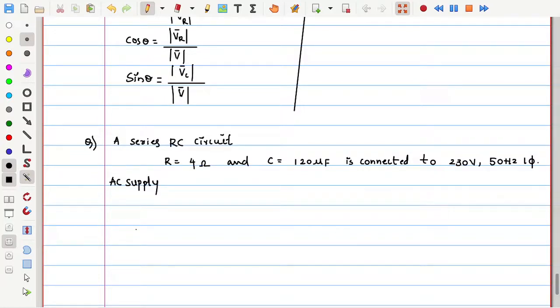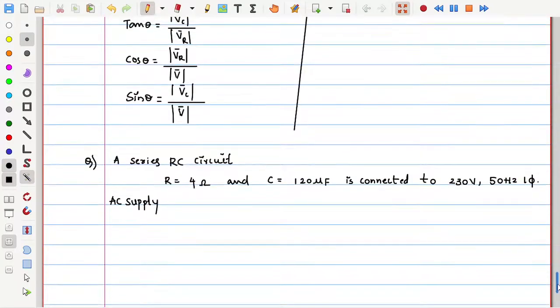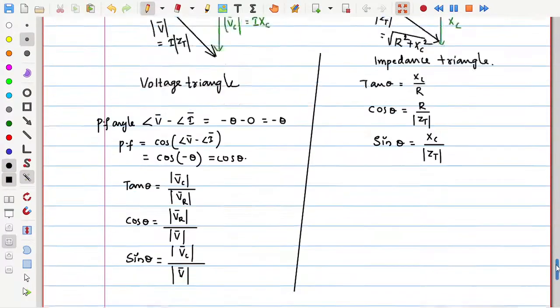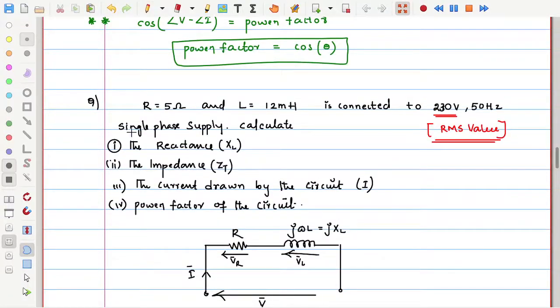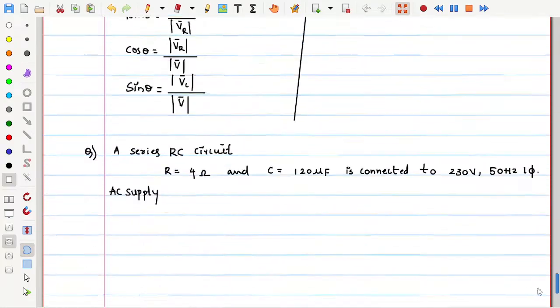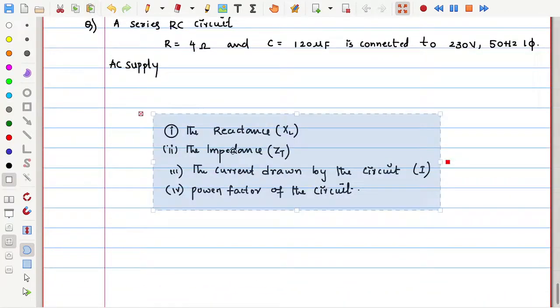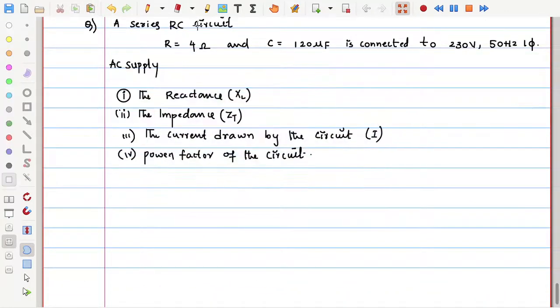Okay. So what we need to do is the same calculations that we had seen in the previous problem. Let me take that entire thing again. So what I need is to calculate all these parameters, but here it may be capacitive reactance, etc. So let me paste here. Calculate reactance.